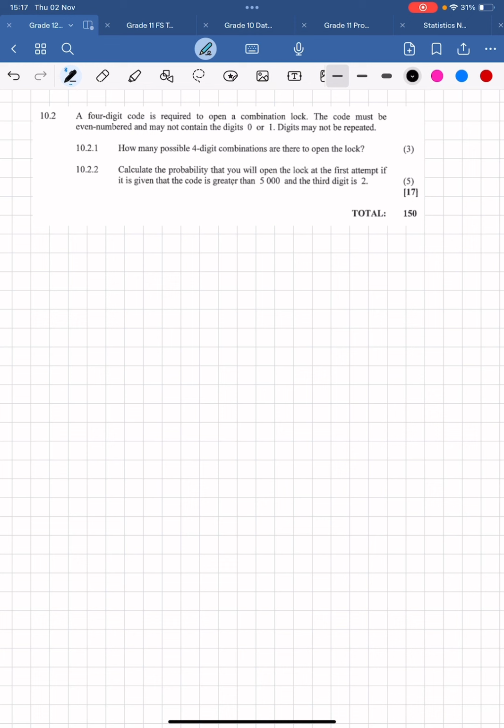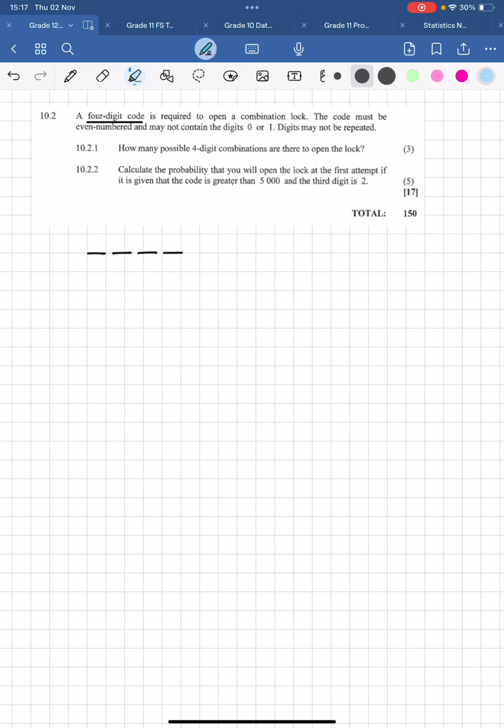This is a counting principle question. This is from last year. This is the last question in the November 2022 Paper 1 exam, and they are saying that a 4-digit code is required to open a combination lock. Now as soon as I see that it's a 4-digit code, I'm going to draw 4 lines. Each line represents 1 digit in that code.